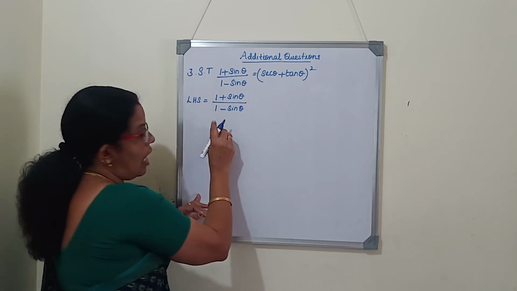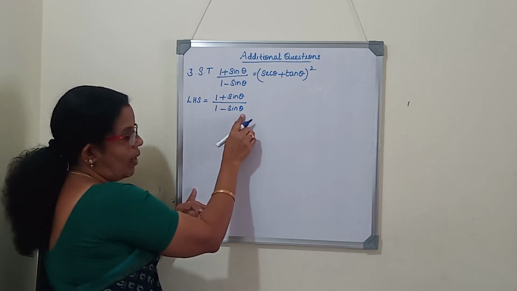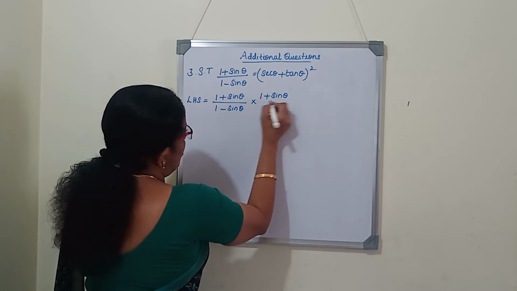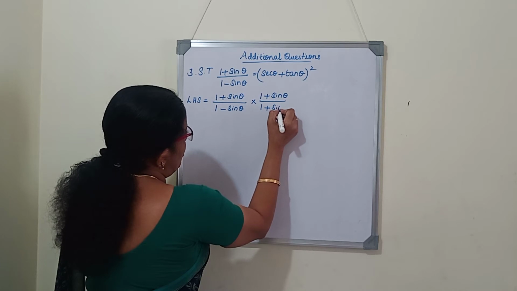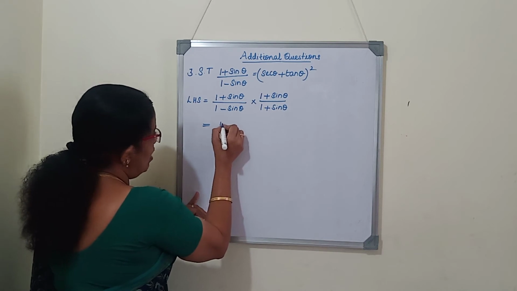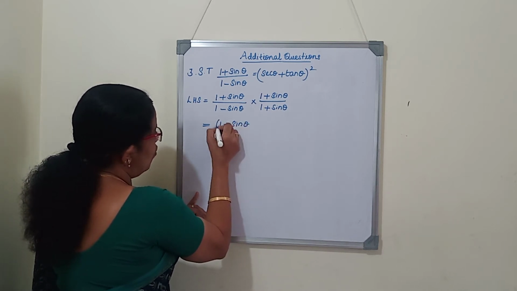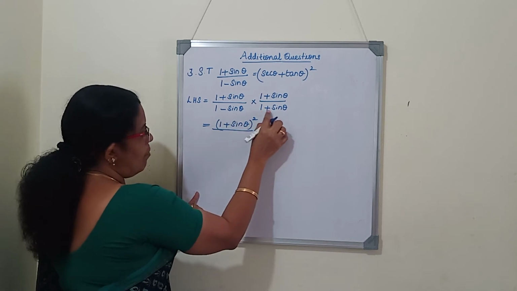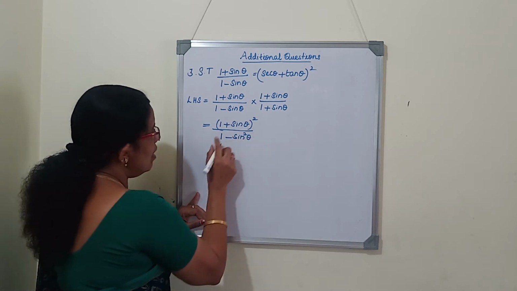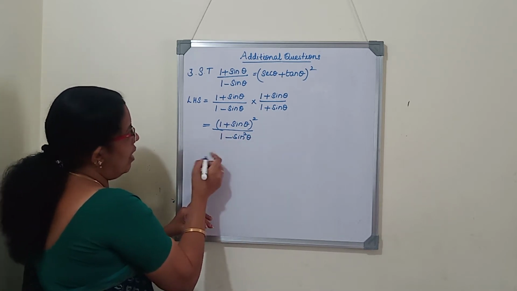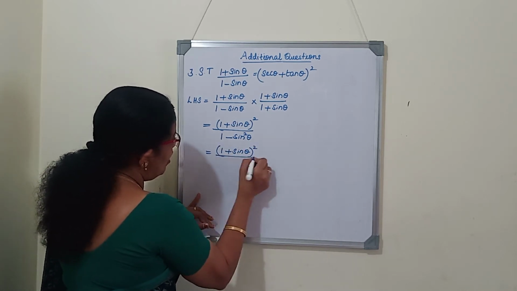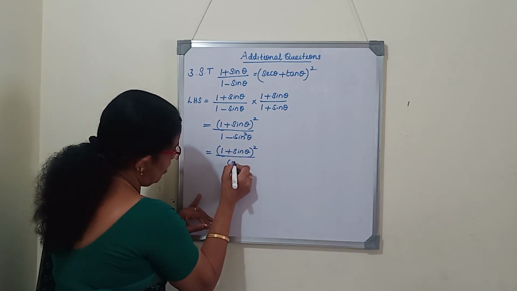Now here we will rationalize the denominator. The denominator is 1 minus sin theta, so we will multiply the numerator and denominator with 1 plus sin theta by 1 plus sin theta. Now the numerator is 1 plus sin theta into 1 plus sin theta, so we will write (1 plus sin theta) the whole square, and the denominator is (a plus b) into (a minus b), a square minus b square. So a square, 1 square, I have written. Now (1 plus sin theta) the whole square divided by 1 minus sin square, which is cos square.